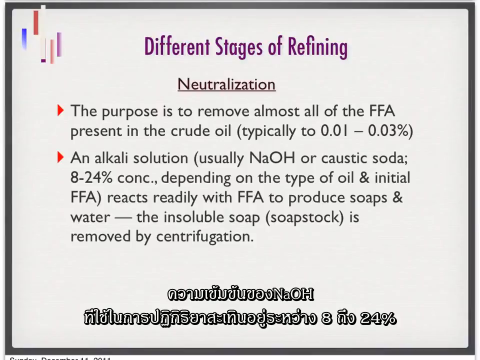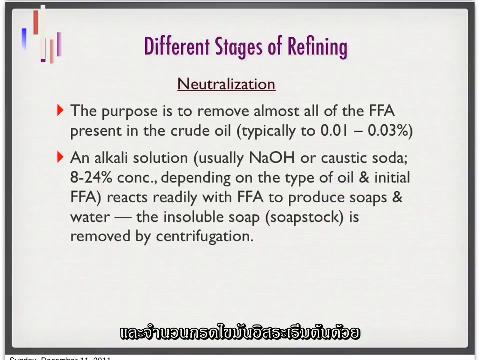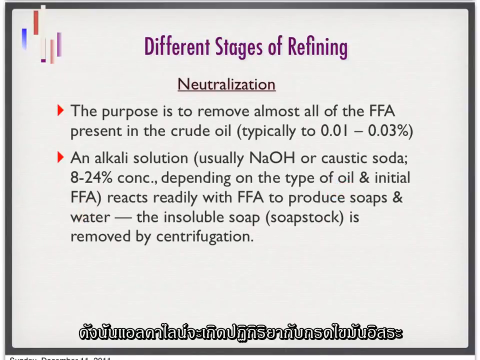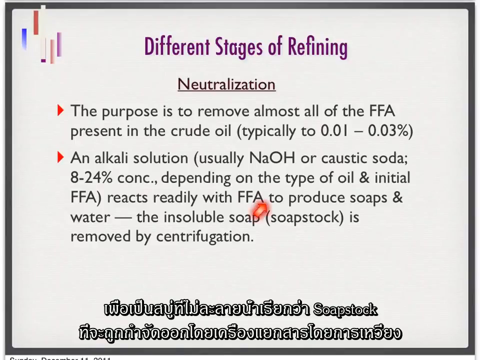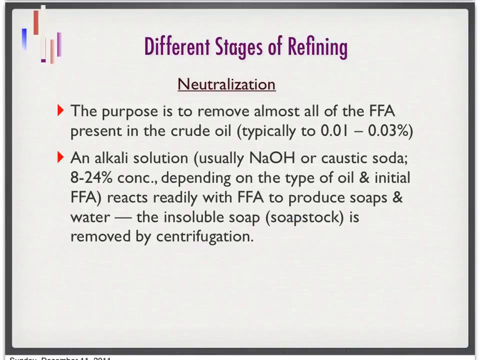The concentration of sodium hydroxide used in the neutralization step is between 8 to 24%. This concentration will depend on the type of oil and also the initial amount of the free fatty acid. So the alkali will react with the free fatty acid to produce soaps, which are insoluble, and it's called soap stock, which can be removed by the separator or by centrifugation.